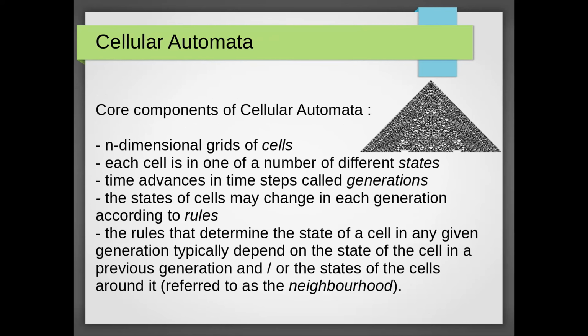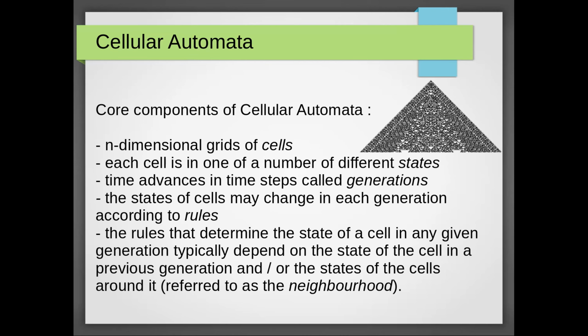So let's talk about cellular automata. There are certain core components of cellular automata. They are basically made up of an n-dimensional grid of cells. Typically, most cellular automata are either one-dimensional or two-dimensional. You can have more than two-dimensional cellular automata, but in most cases, the things you'll see will be either one or two-dimensional. So basically, you've got this grid of cells, and it may be just a one-dimensional grid, but it's a grid nonetheless. And each cell is in one of a number of different states.